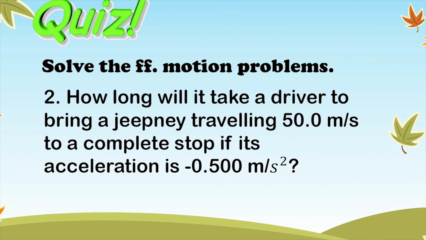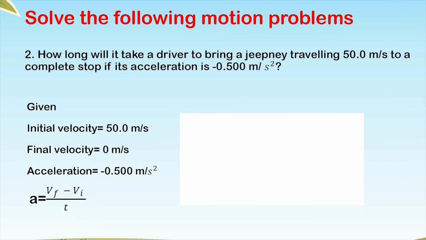Number 2. How long will it take a driver to bring a jeepney traveling 50.0 meter per second to a complete stop if its acceleration is negative 0.500 meter per second squared? In the problem, we are looking for how long it will take, or the time. The given values are 50.0 meter per second, which is the initial velocity, 0 meter per second, which is the final velocity. The acceleration is also given, which is negative 0.500 meter per second squared.